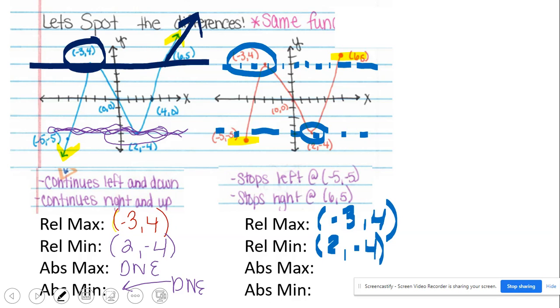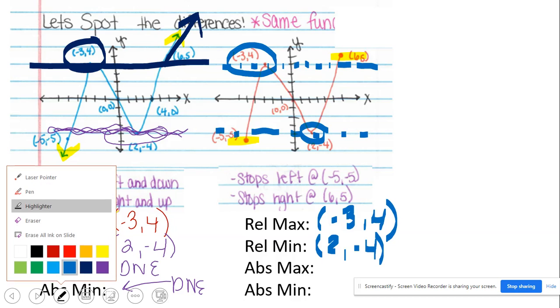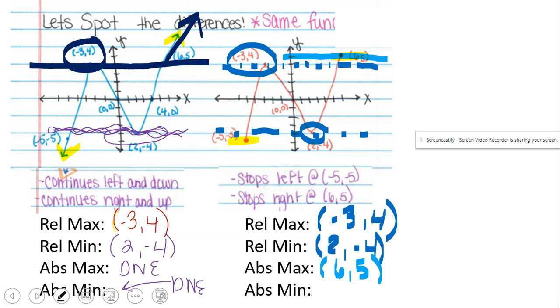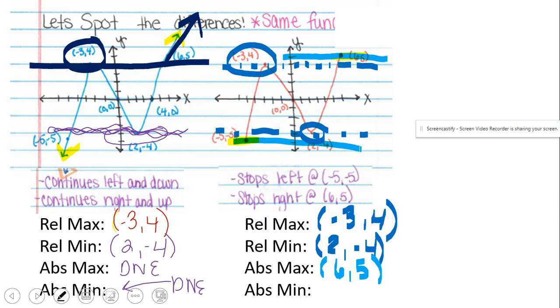Now we're talking absolute maximum point. So if we take a look at this graph, there is a point that's higher than -3, 4. The highest this graph goes is here at 6, 5. So 6, 5 would be an absolute max because that is where your graph stops at the top. Absolute minimum is the lowest point here, and that lowest point here is -5, -5.